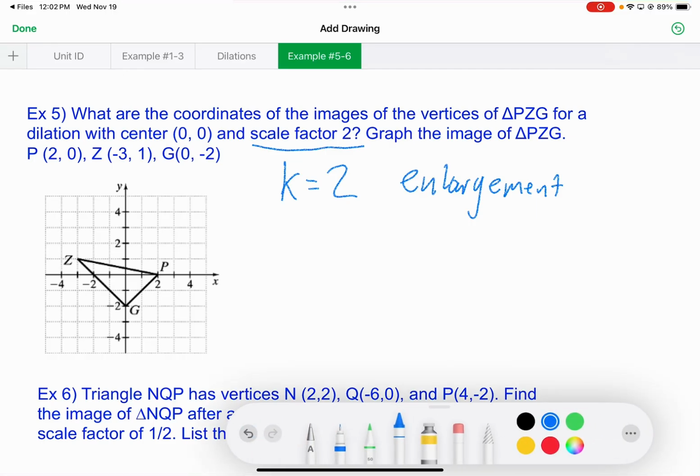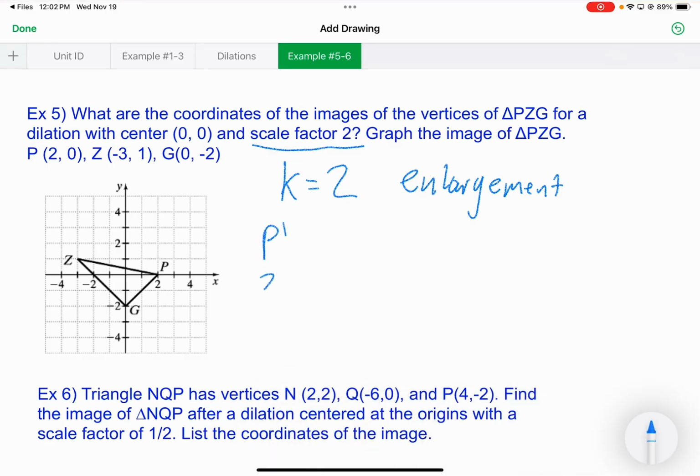Okay? If your scale factor is bigger than 1, it's an enlargement. If you forget that, just think about this. I'm about to go through and multiply all of these coordinate points by K. If I multiply everything by 2, is it going to get bigger or smaller? Bigger. If I multiply everything by 1/5, smaller. So it'd be a reduction. Okay? All right, so P prime, Z prime, G prime.